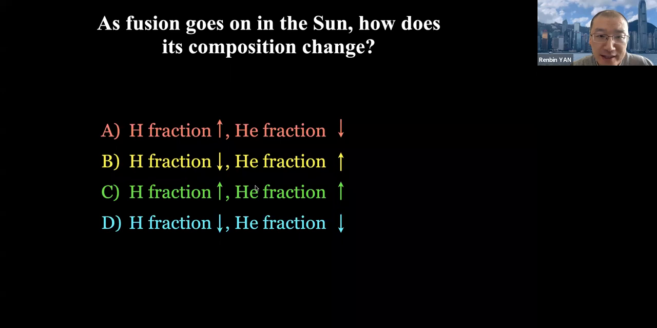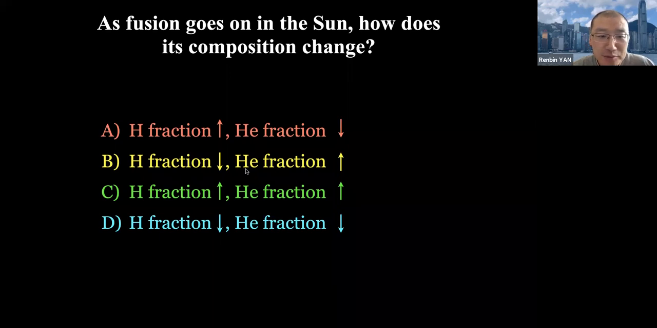And so as fusion goes on in the center of the sun, how does this composition change? Because the sun is fusing hydrogen into helium, I would not even pose this as a poll because it's too easy a question. Of course, the hydrogen fraction is going to go down, because some of the hydrogen is going to be turned into helium, and the helium fraction is going to go up.